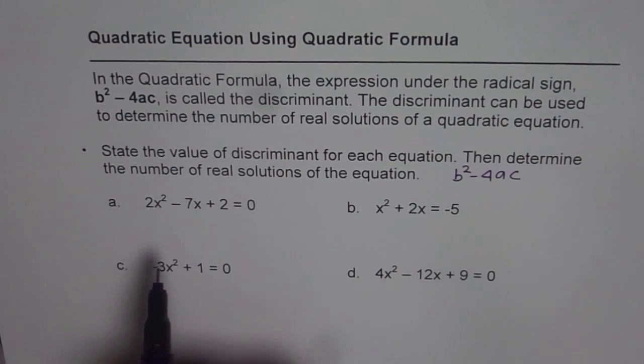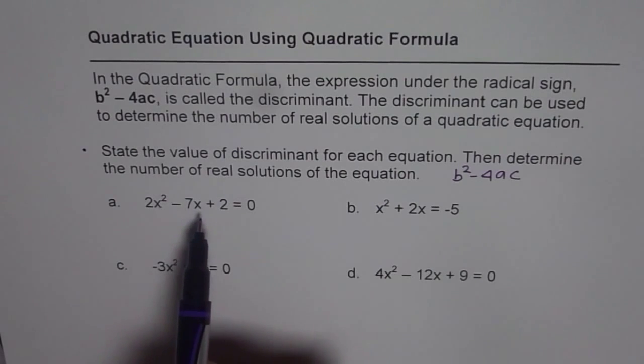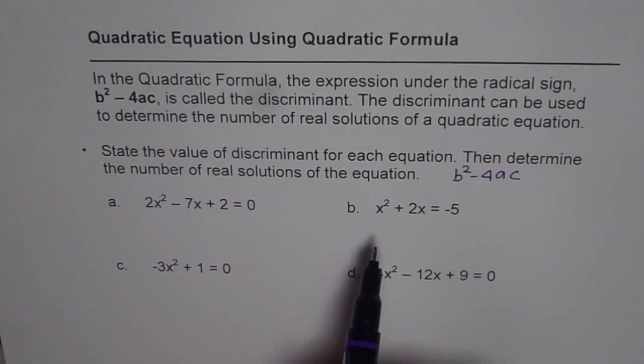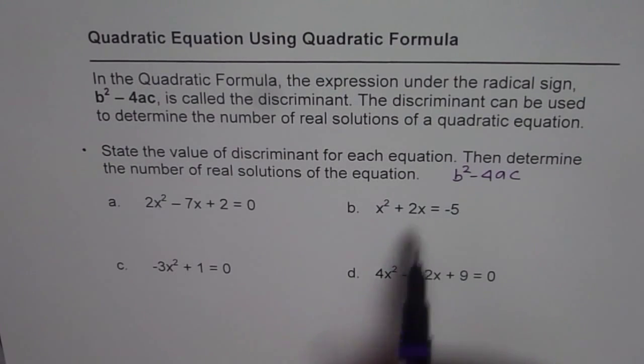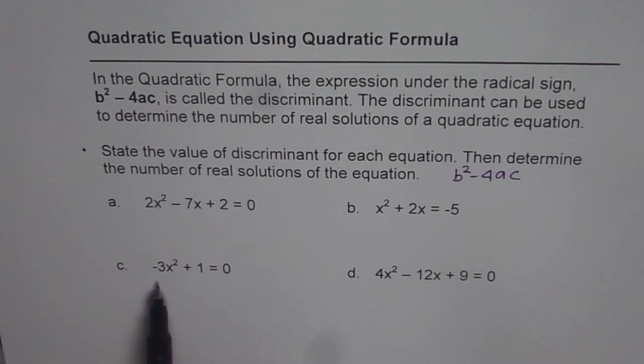The very first one given to us is 2x squared minus 7x plus 2 equals 0. The second one is x squared plus 2x equals minus 5. You may have to rearrange it. C is minus 3x squared plus 1 equals 0. And D is 4x squared minus 12x plus 9 equals 0. I will do two of them, and the other two are for you to practice.